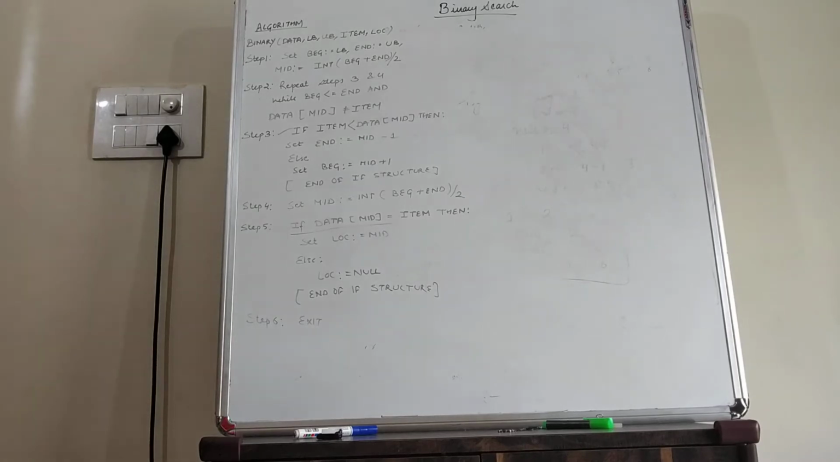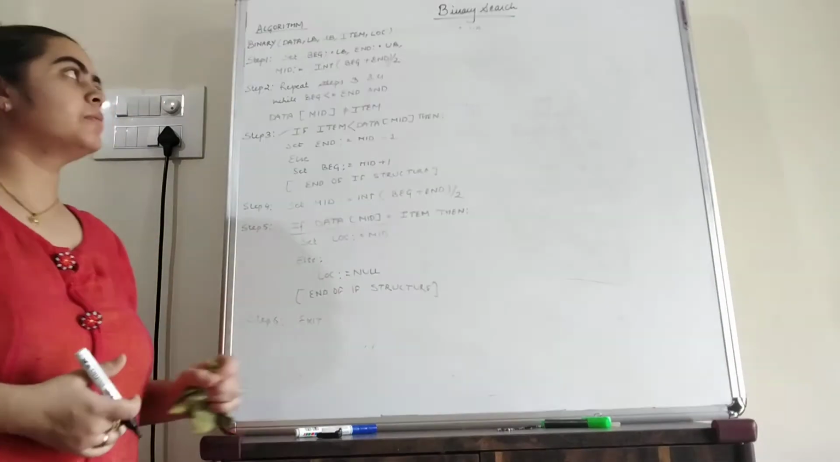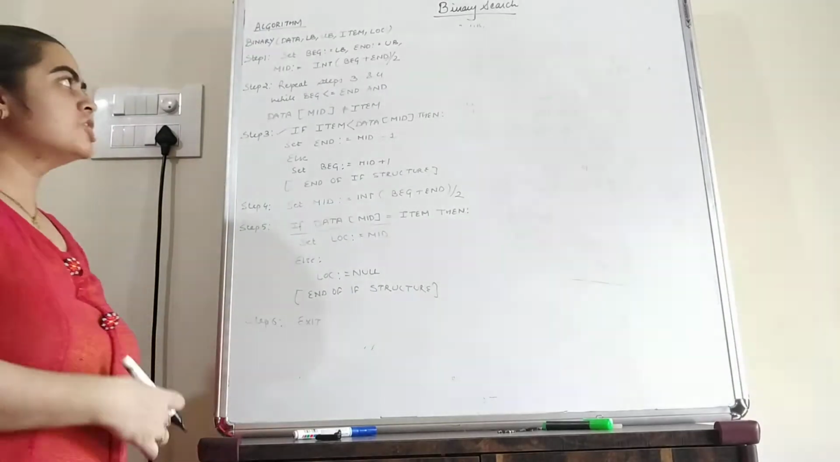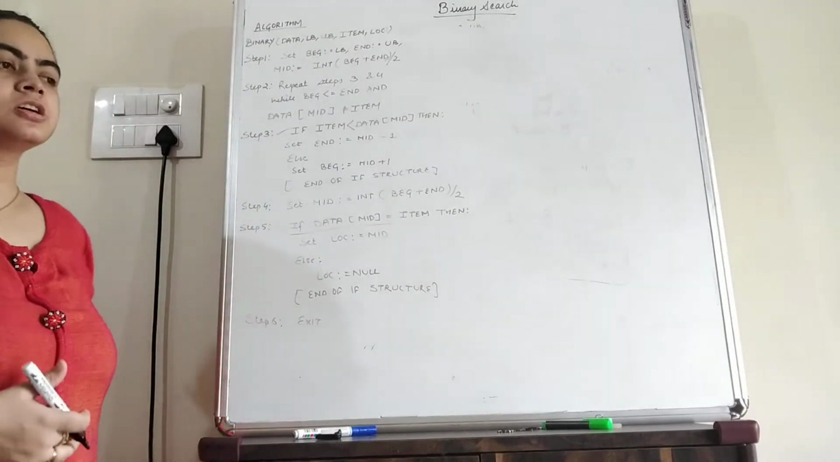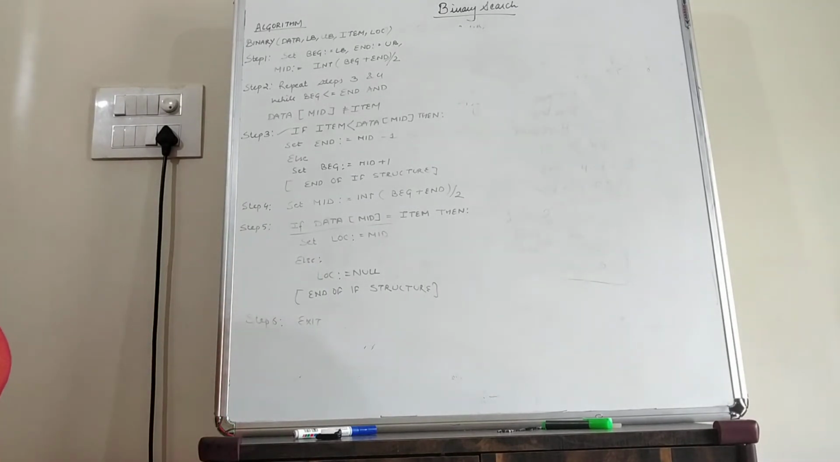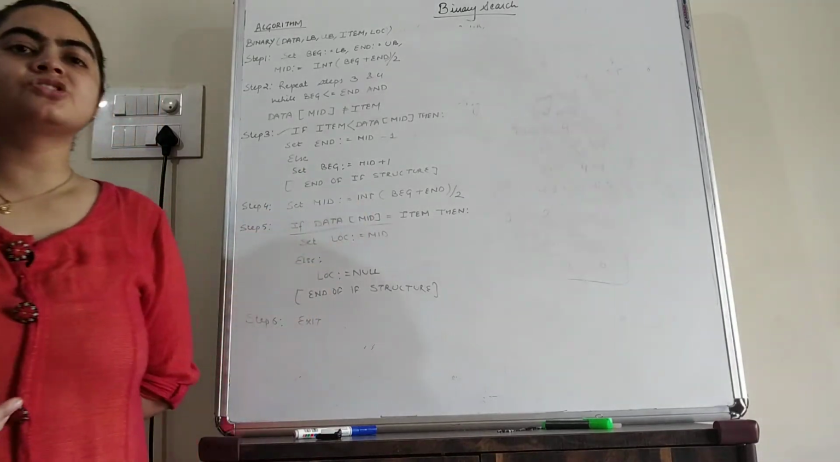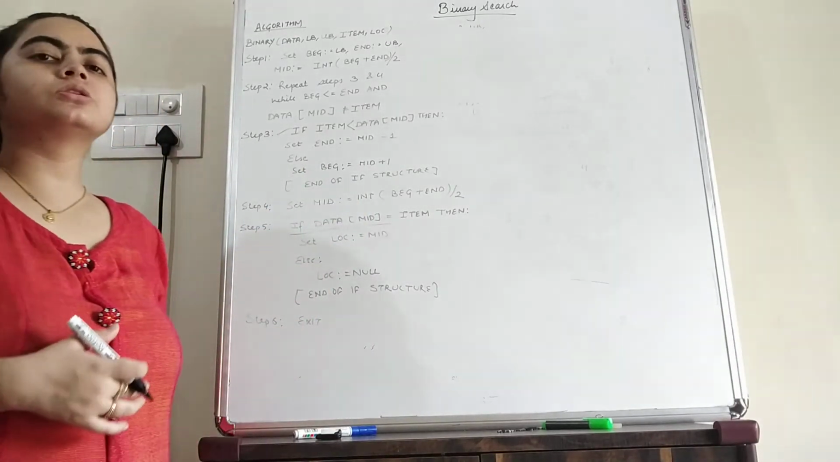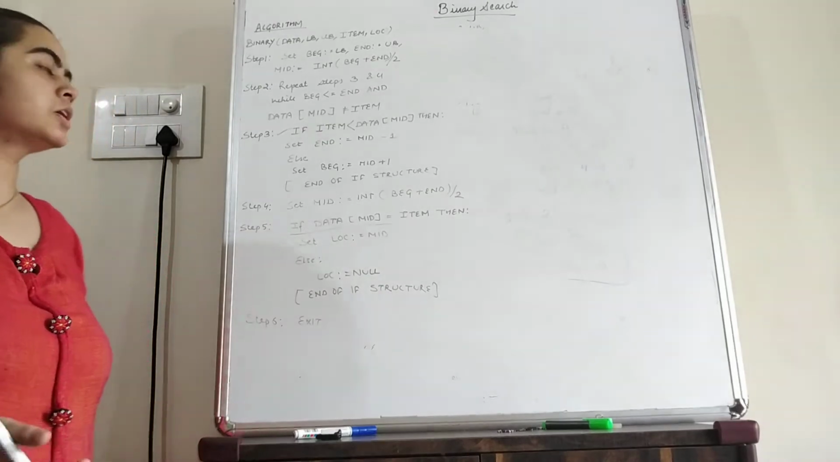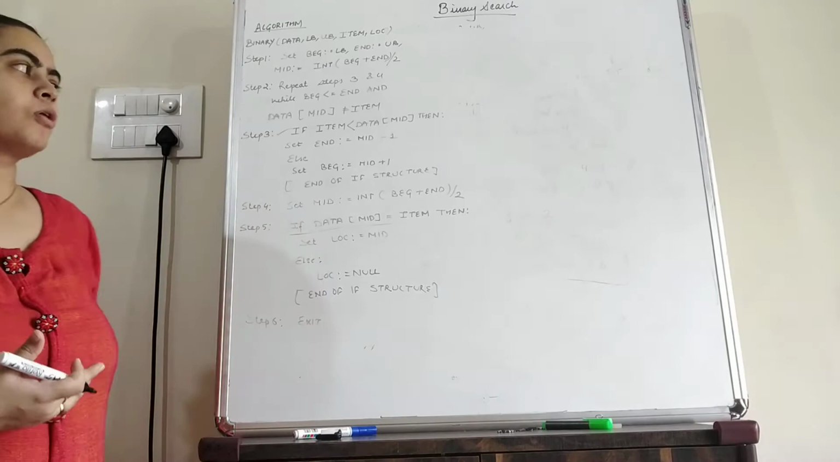Binary search. Binary search is the algorithm which is used to search a data element from a list, but the condition in the case of binary search is that the list should be sorted, either in ascending order or in descending order. So before executing the binary search algorithm, we have to execute a sorting algorithm, and after sorting the elements, only then we can search the element from the list.